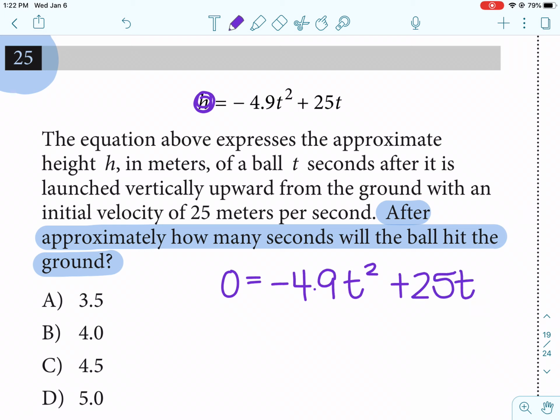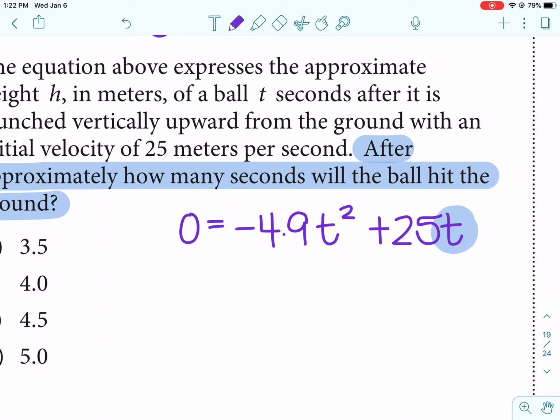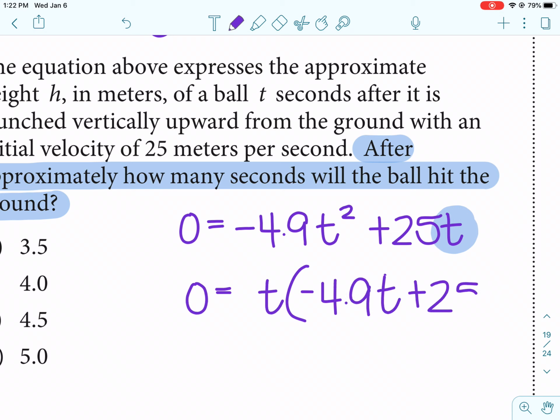Okay, we know that there's a lot of different ways that you can solve a quadratic. You have the quadratic formula, you have completing the square. I do not recommend either of these choices. You can't do the square root method because of this t right here. So if I were doing this problem, I would just take out a GCF of t, and then set each of those pieces equal to 0.